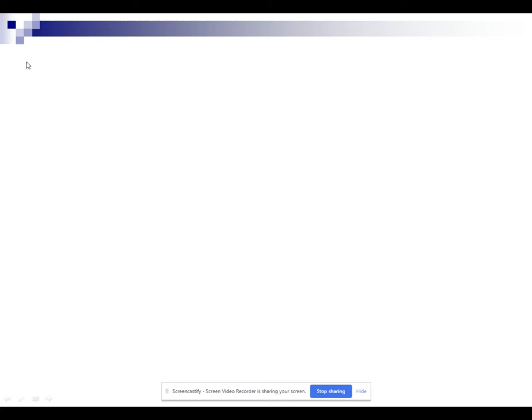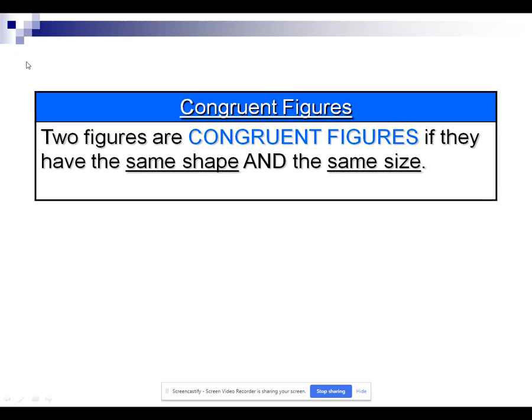All right, good morning. So, our last topic that we need to talk about in our last 8th grade unit of the year is about congruent figures, congruent triangles. So, first we need to go back over, review what's congruent mean, what are congruent figures.